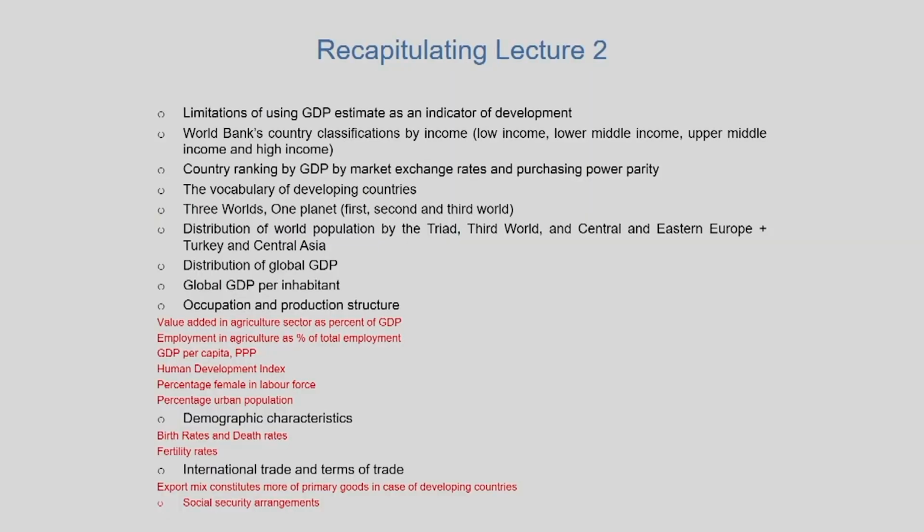We also saw that the low income countries are largely the sub-Saharan African countries. The lower middle income countries are the South Asian countries. The upper middle income are parts of Central Asia, many countries in South America, Russia and so forth. And the high income countries are largely the North American countries. It was also interesting to see the rankings of countries by GDP.